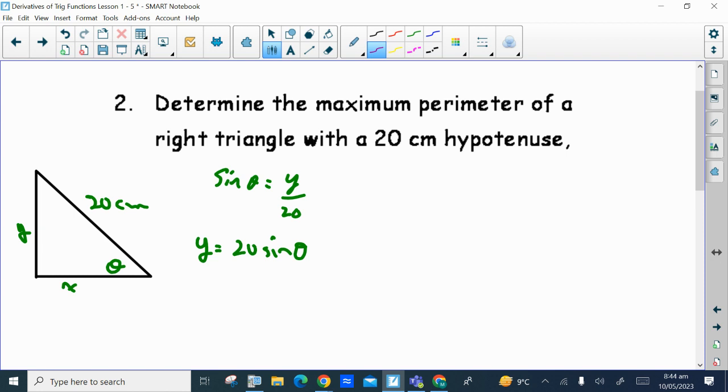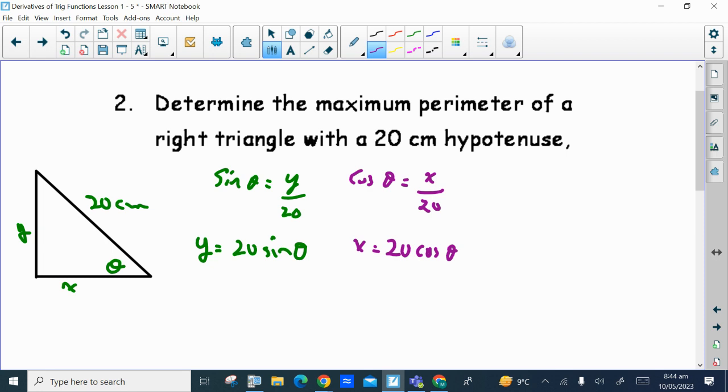We can also write a trig ratio involving x. That would be the cosine of theta, adjacent over hypotenuse. The reason we always want to use the hypotenuse here is because we know that side. That's a constant, so we're going to use that. And we'll get x equals 20 cos theta.